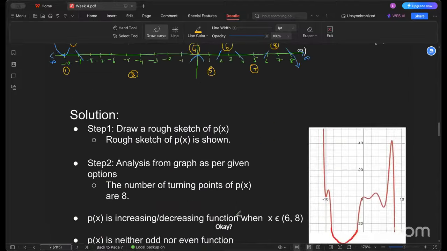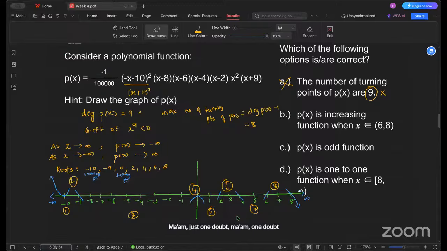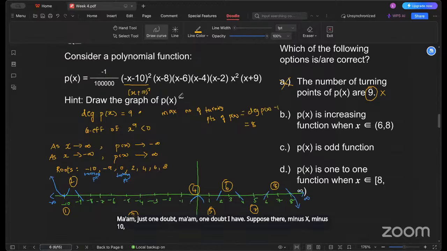Ma'am, just one doubt. Suppose there is minus x minus 10, and the degree is not 2, it is 3. Yes, ma'am, here.